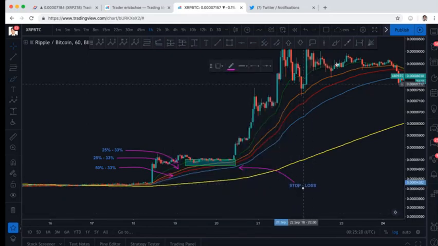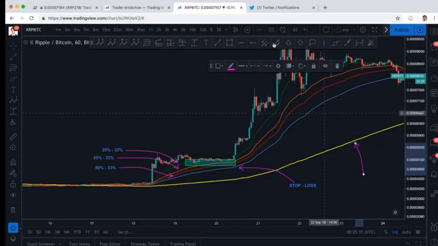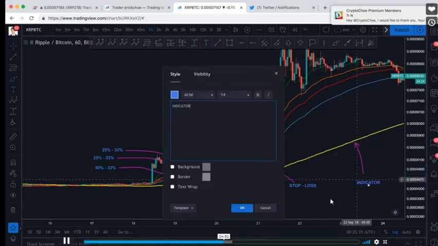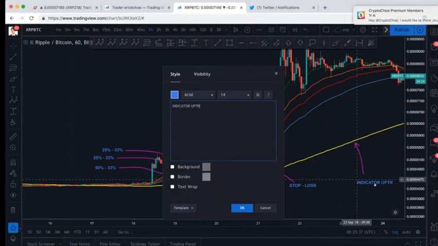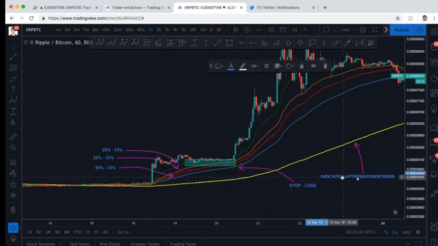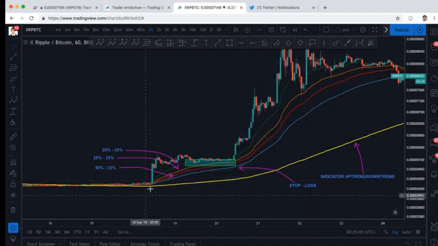And again, what is the 200 moving average? The 200 moving average is basically an indicator of uptrend or downtrend. It basically tells us if we're in an uptrend or downtrend, okay? So right now, what do I see? I see we're in an uptrend.